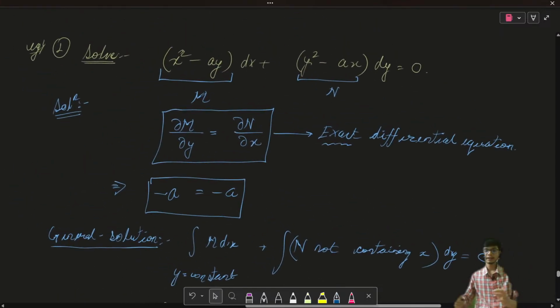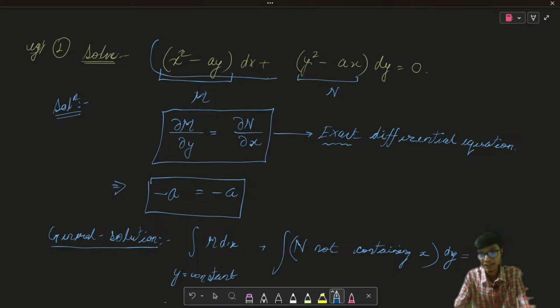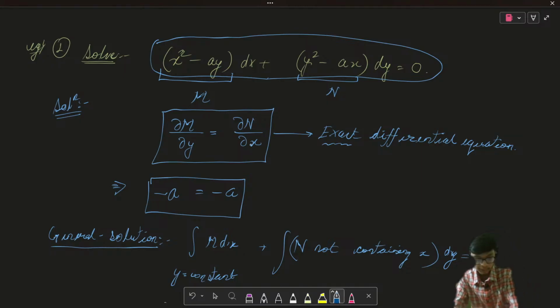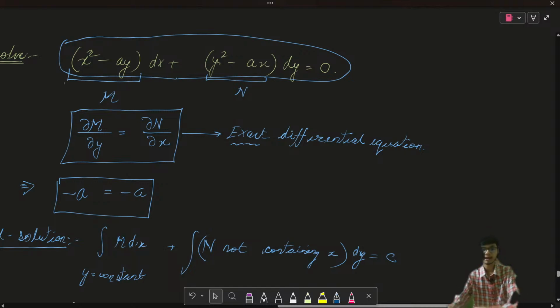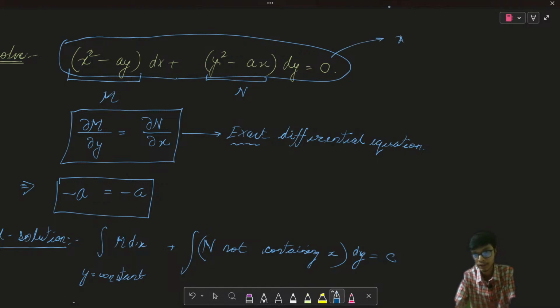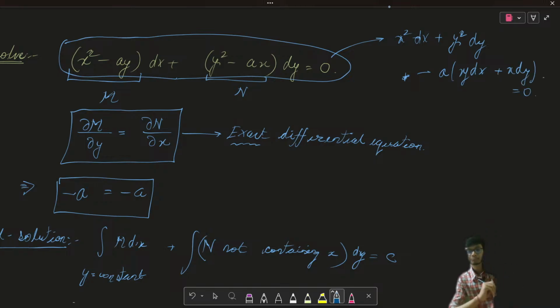So if I take this particular differential equation, I can still use the idea of the exact differential equation and those identities to club it into the form of the exact differential form, right? How can I do that? It is very simple. If I modify the expression slightly, I can write it as x square dx plus y square dy, and for the remaining expression, negative a will be taken out as common, and that will be y times dx plus x times dy, right? And that is basically equal to 0, right?